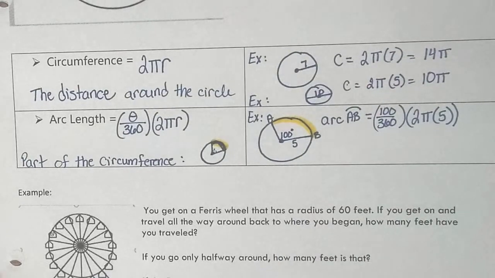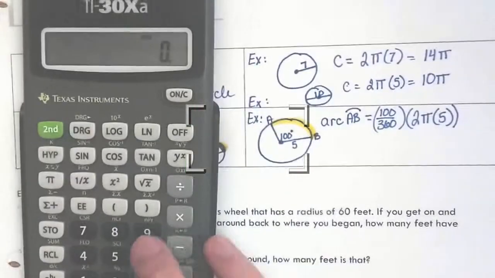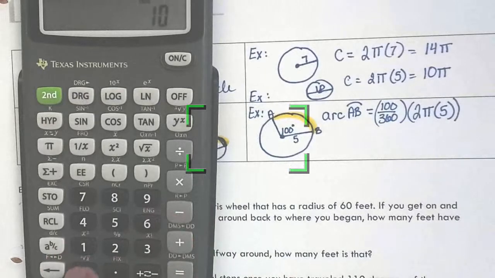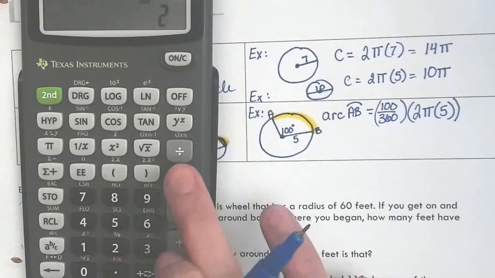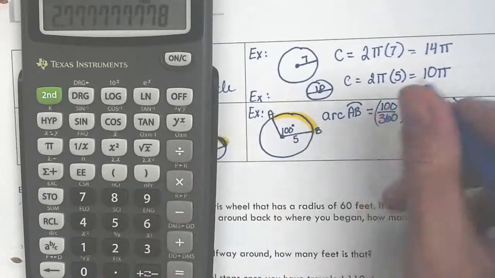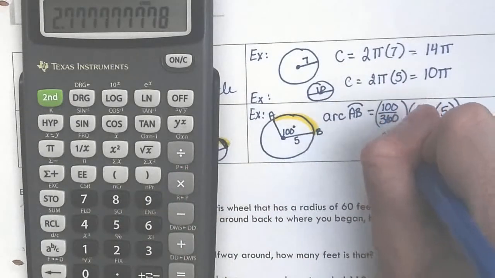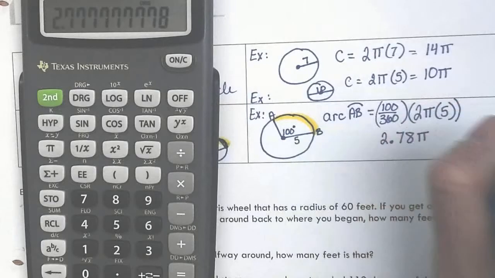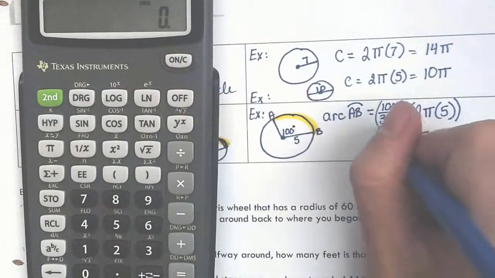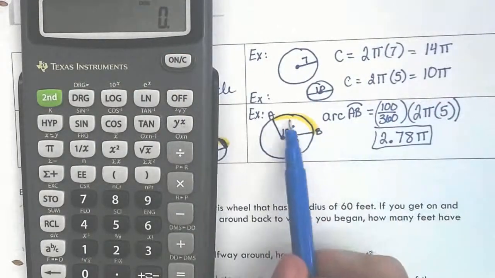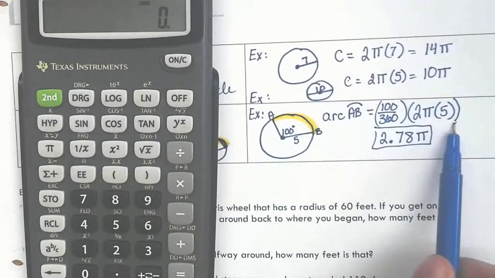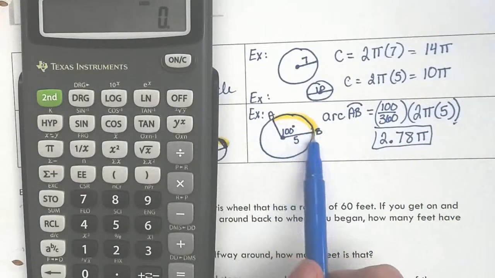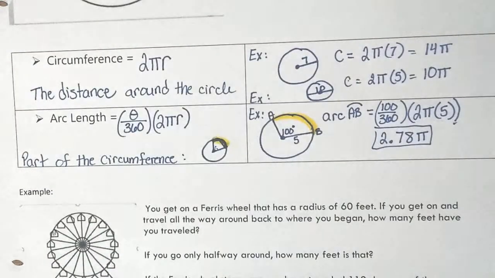So in my calculator, I'm going to do 100 divided by 360 times 2 times 5. And I get 2.78 pi. The whole circumference would be 10 pi, but all we want is that highlighted part. So it's 2.78 pi.